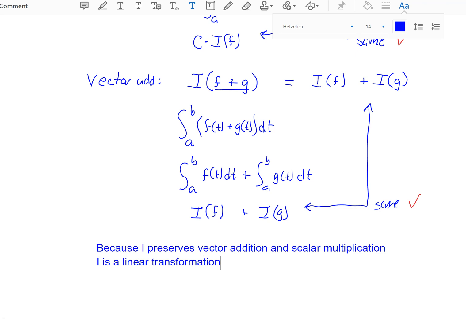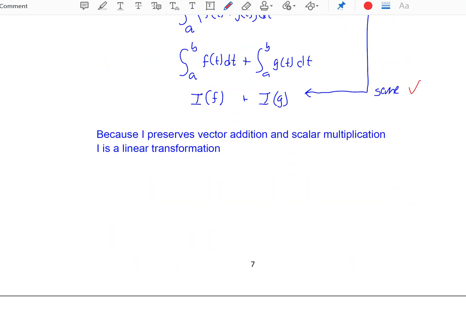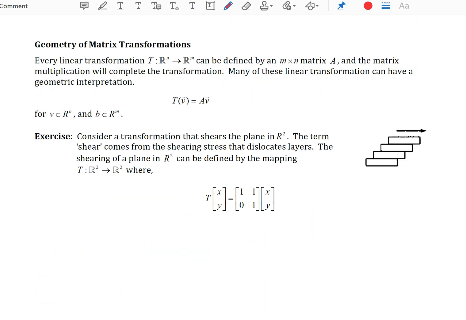Now I'd like to move on to a different type of transformation: matrix transformations. Every linear transformation T that maps Rn into Rm can be defined by an m by n matrix A, and the matrix multiplication will complete the transformation. Many of these linear transformations can also have a geometric interpretation. So T going from Rn to Rm.